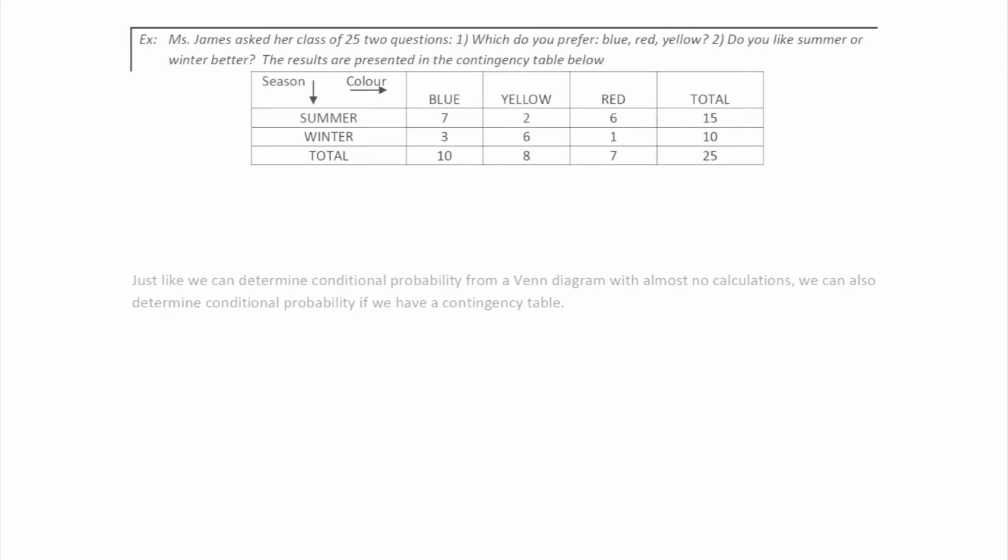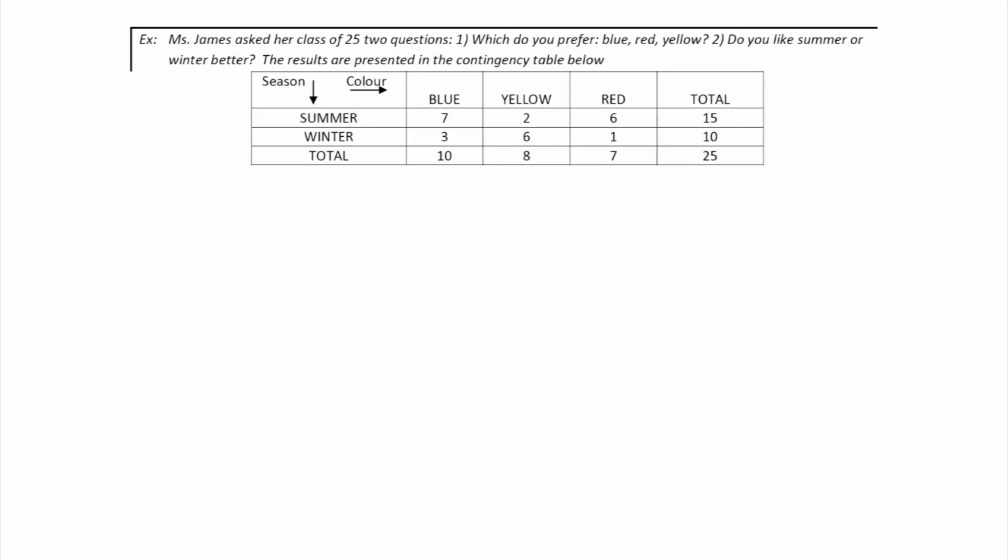Just like we can determine conditional probability from a Venn diagram with almost no calculations, we can also determine conditional probability if we have a contingency table. Ms. James asked her class of 25 2 questions. Which do you prefer, blue, red, or yellow? Then she asked a second question, do you like summer or winter better? The results are presented in the contingency table below.